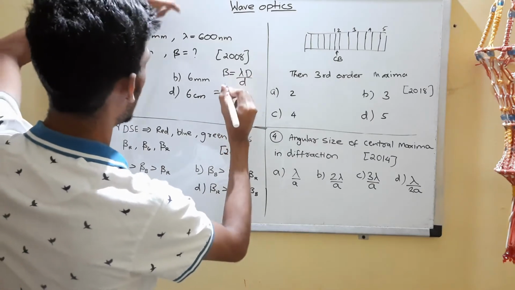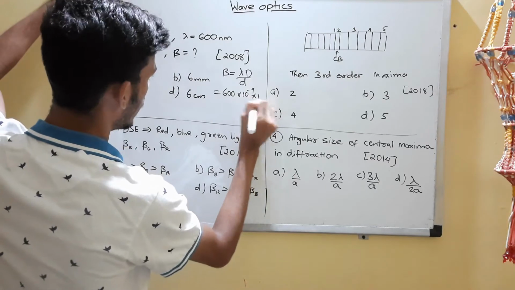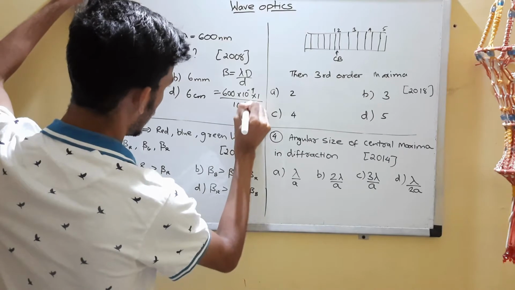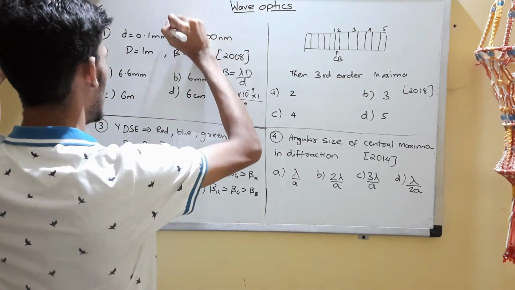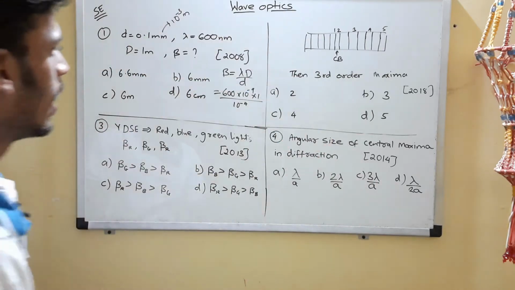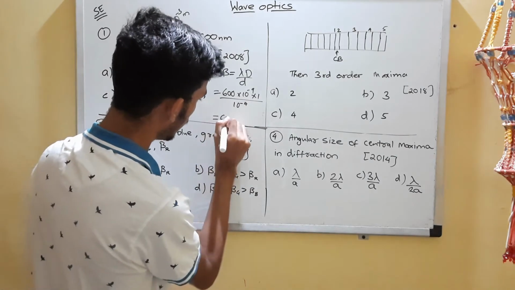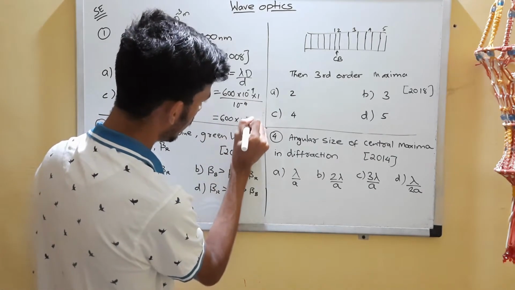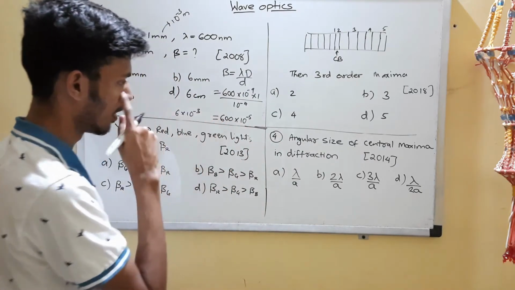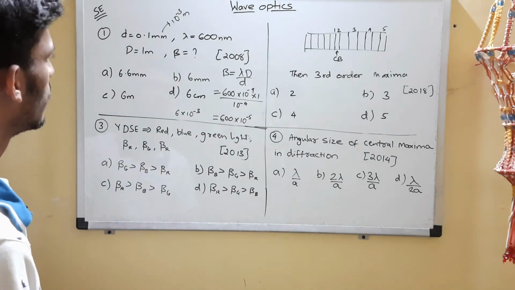Okay, so let's substitute. Lambda is 600 nanometers, that is 10 to the power minus 9. Capital D is 1 meter, and this is 0.1 millimeter. I can write that as 10 to the power minus 4 meter, right? Because millimeter is 10 to the power minus 3 meter, and into 0.1 that will become 10 to the power minus 4. So this and this will cancel and give you 600 into 10 to the power minus 5, and again two zeros we have, so these two zeros will cancel, and we have 6 into 10 to the power minus 3.